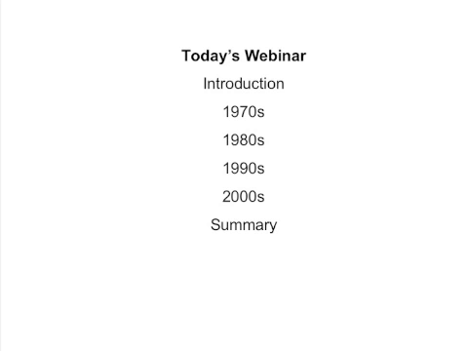So we'll take a look at the 70s as synth still emerged as kind of a new sound, and then the 80s, the 90s, and the 2000s when synths became universal.